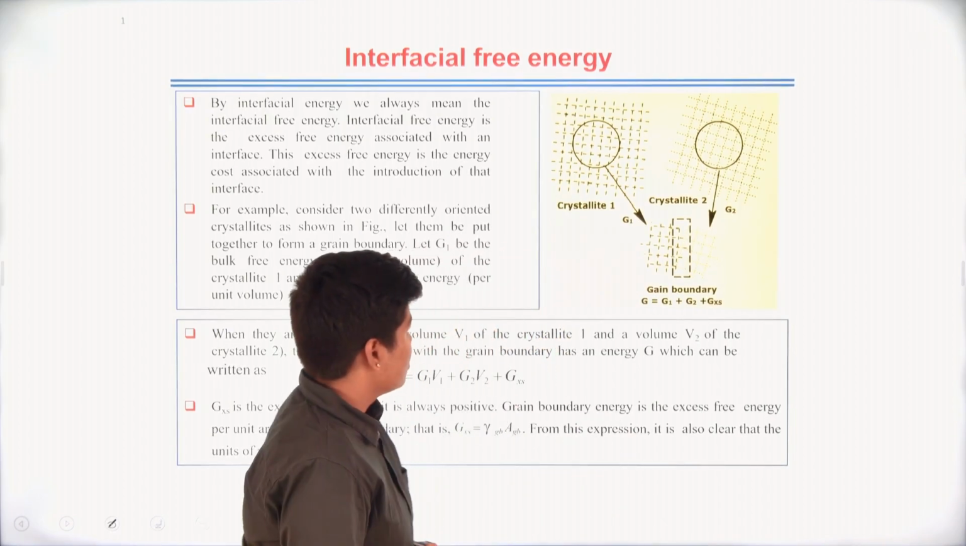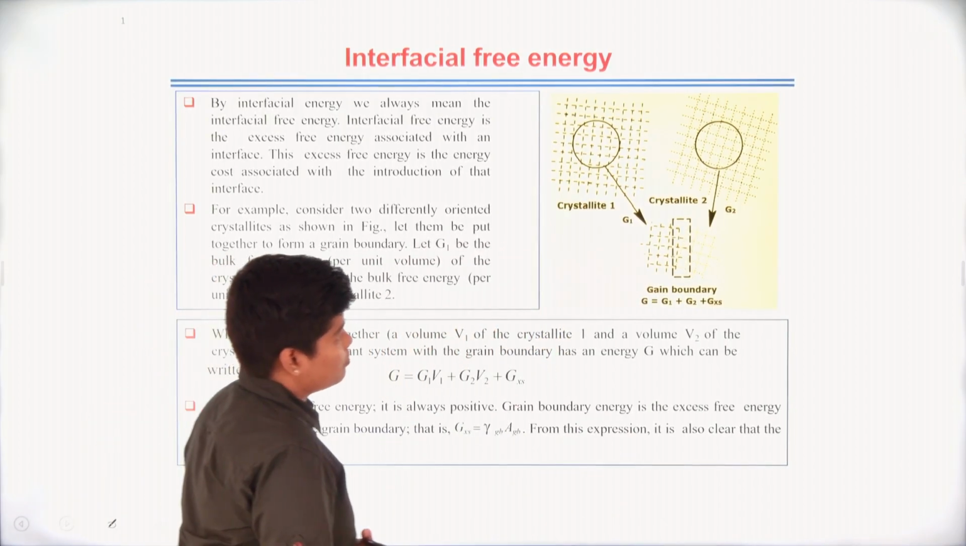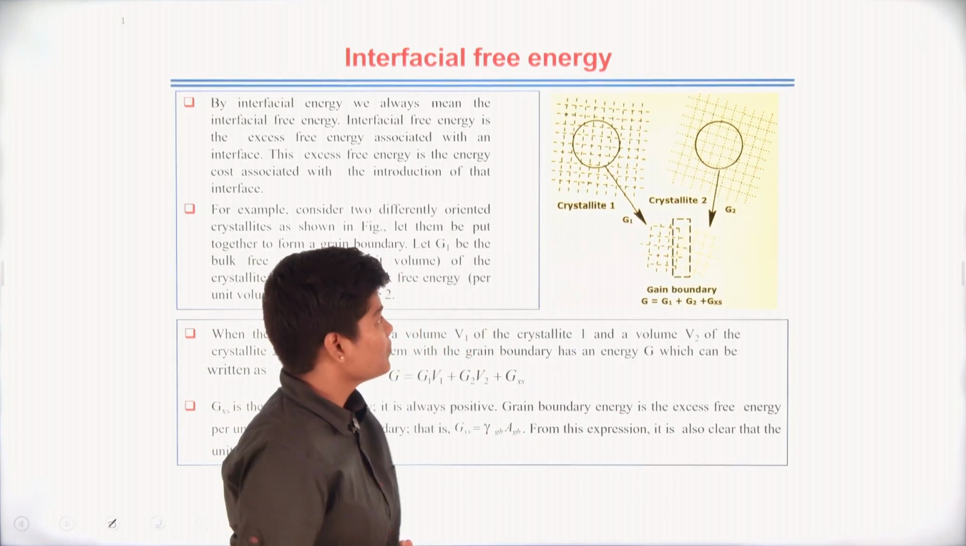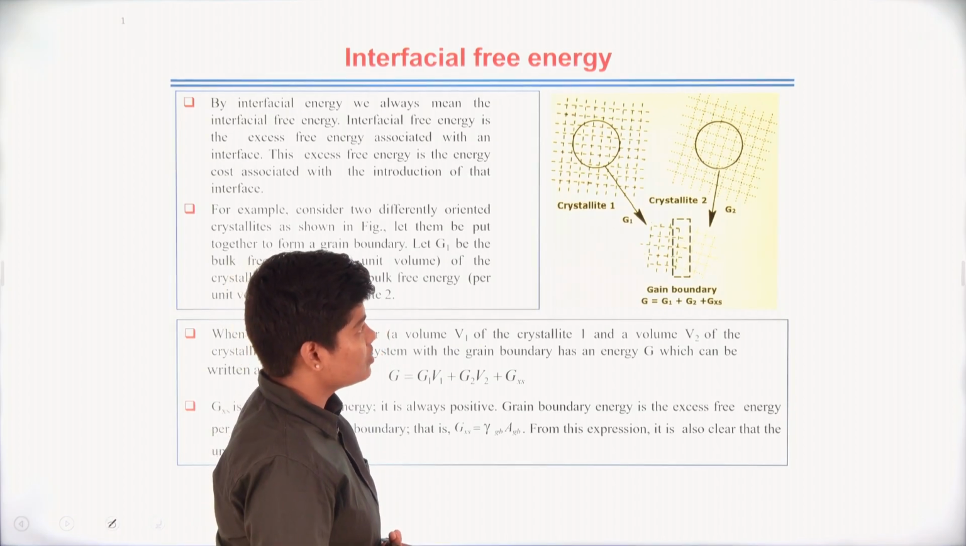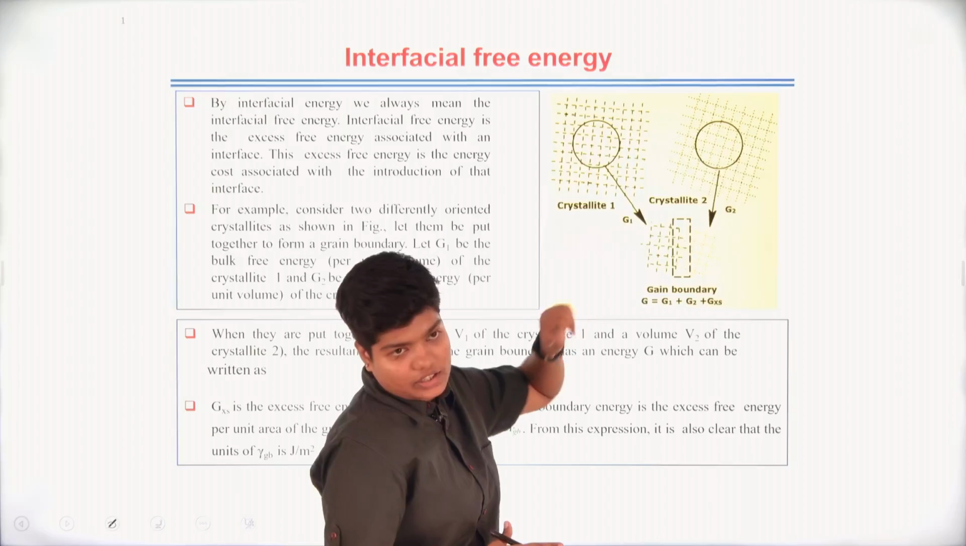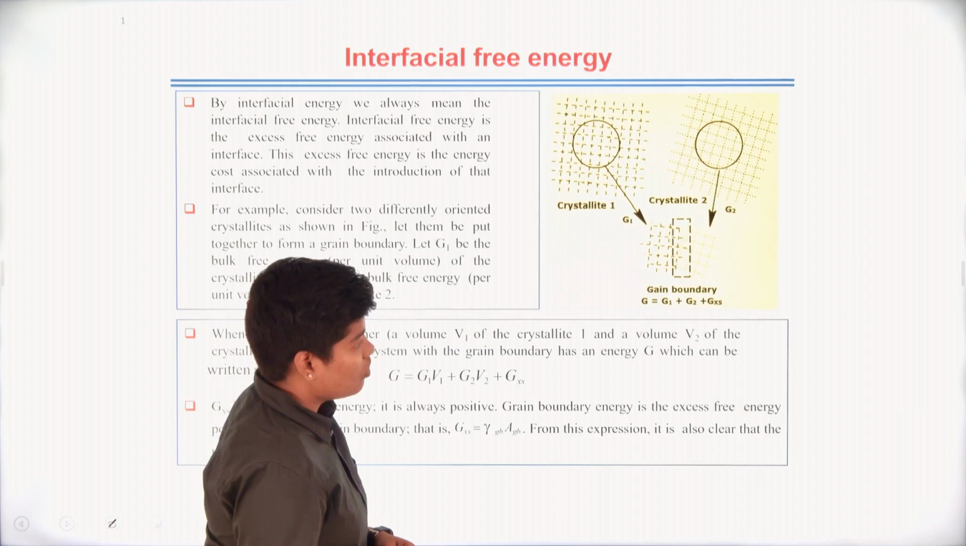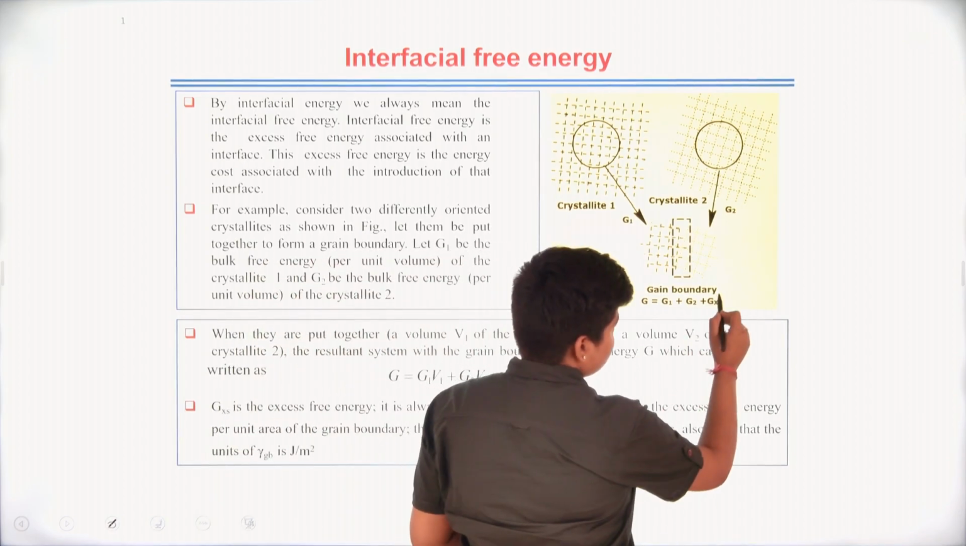Let us take one example: two crystallites, crystallite 1 and crystallite 2, both of the same composition, but differently oriented. Their oriented direction is different. When they are put together, they form one interface known as a grain boundary.